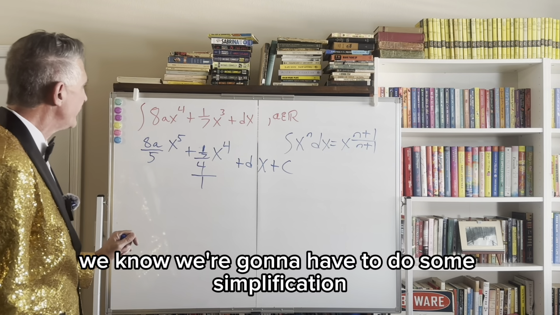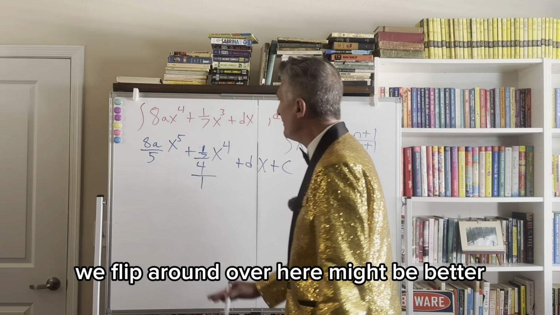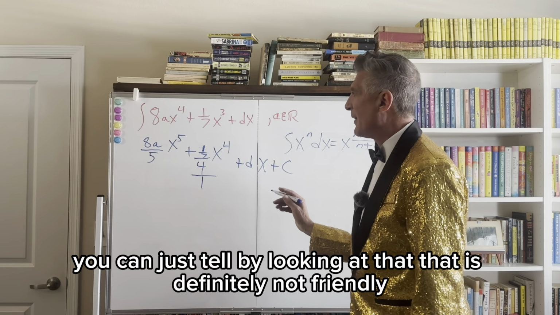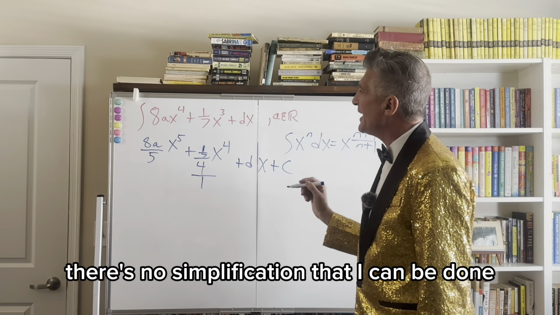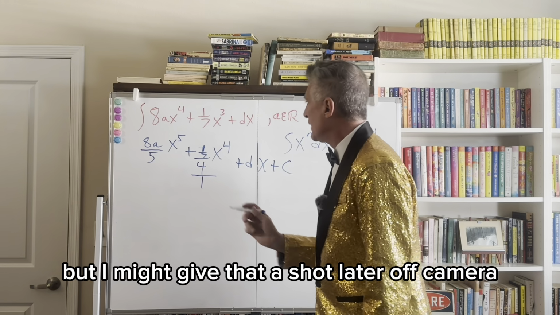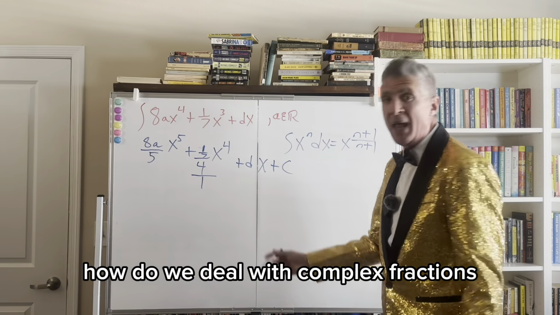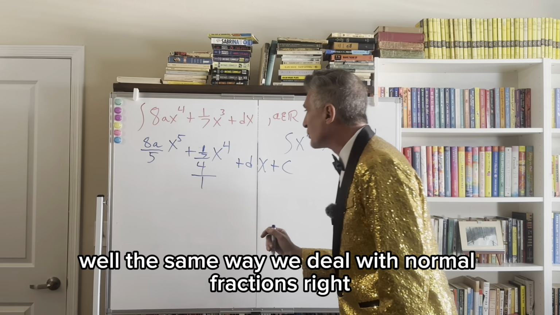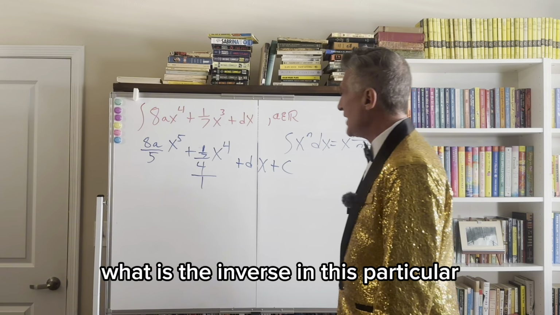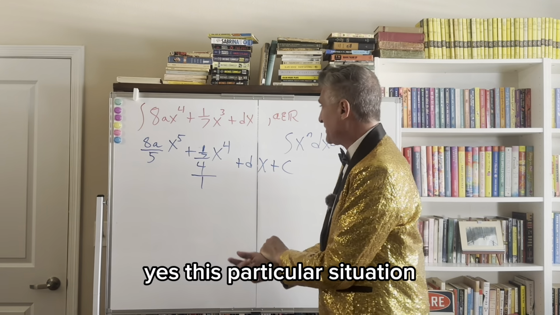Okay, well, again, this is pretty much the answer. We know we're going to have to do some simplification, so let's just go ahead and start the simplifying process. Let's look at this 8a over 5x to the 5th. Well, you can just tell by looking at that, that is definitely not friendly. There's no simplification that can be done. I don't think dynamite will even take care of that, but I might give that a shot later off camera. Okay, moving on over here to this complex fraction that we talked about. How do we deal with complex fractions? Well, the same way we deal with normal fractions, right? We just multiply by the inverse.